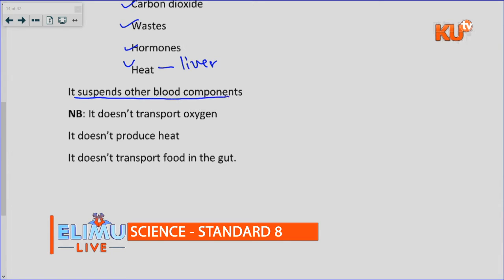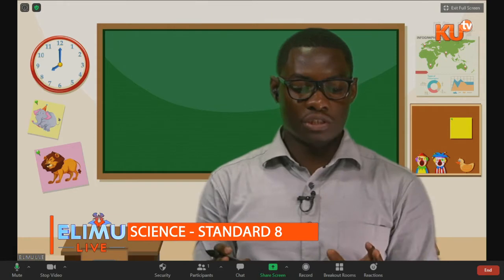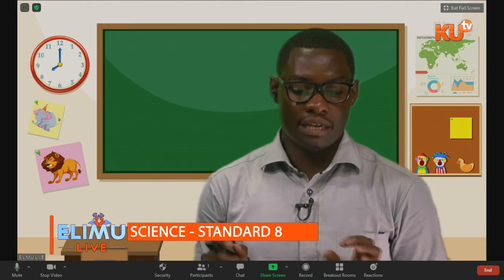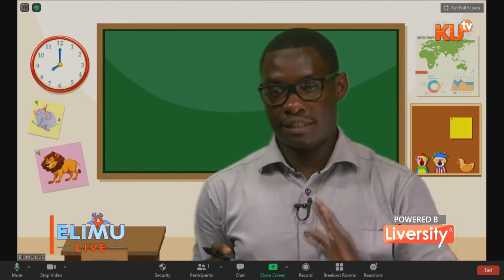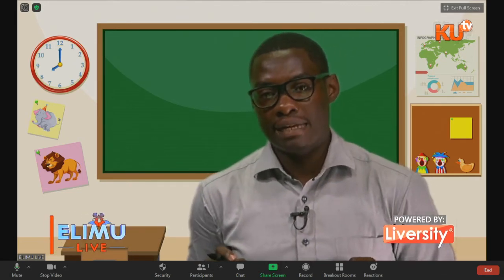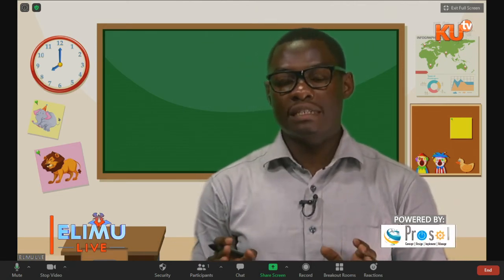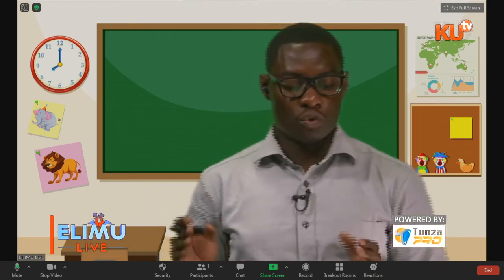You are likely to be asked in an examination which blood component suspends other blood components, and the right answer is plasma. Now, this is NB. What to note? Number one, plasma does not transport oxygen. It transports carbon dioxide. We'll be looking at what transports oxygen. Number two, plasma does not produce heat. Heat is produced by the liver. It only transports heat from the liver to other body parts.